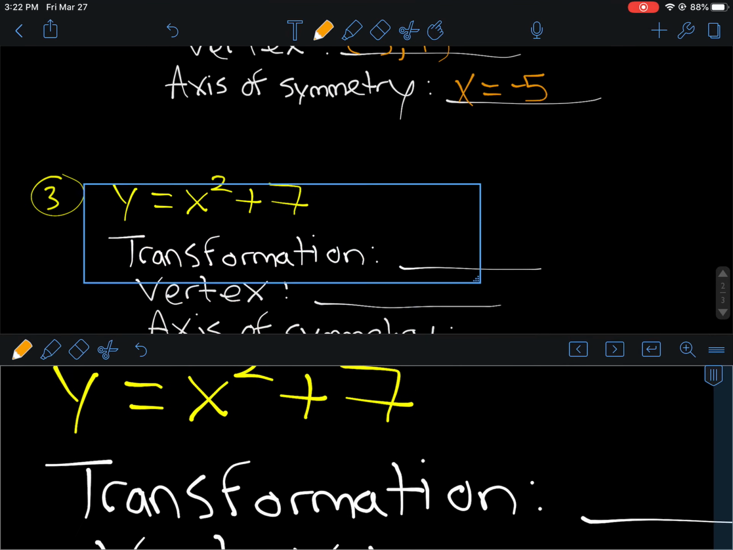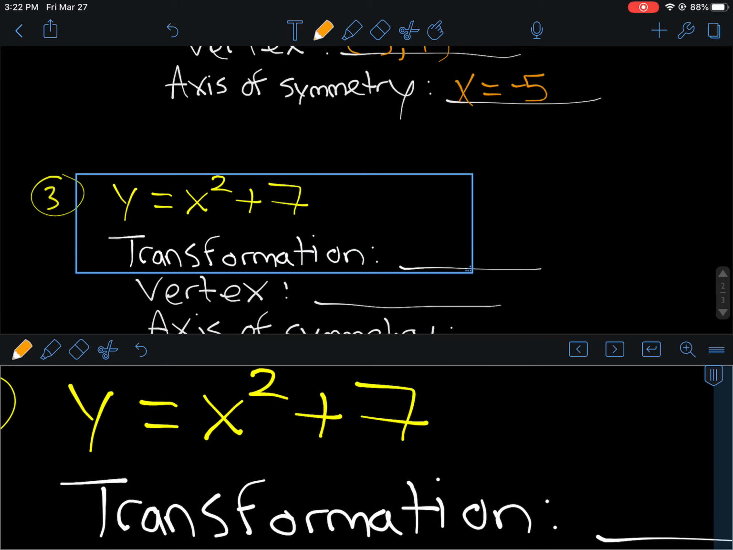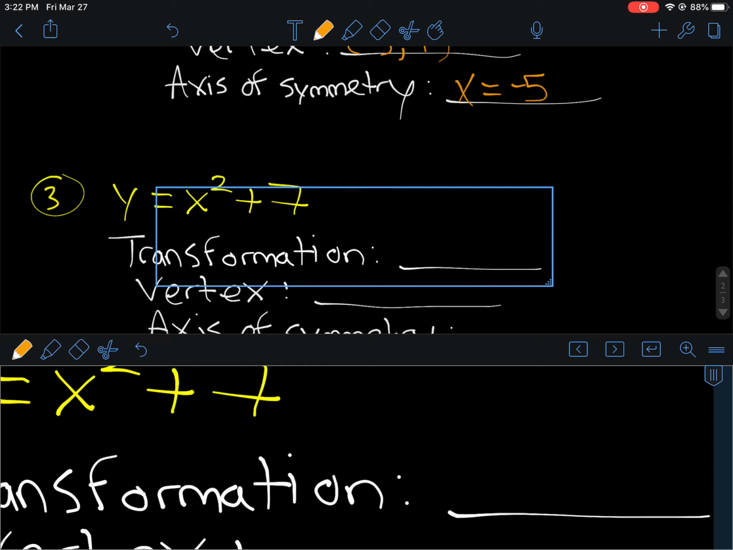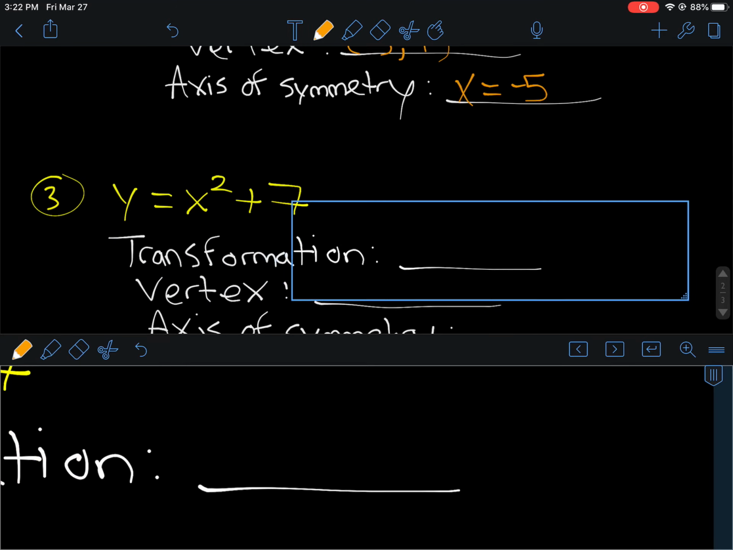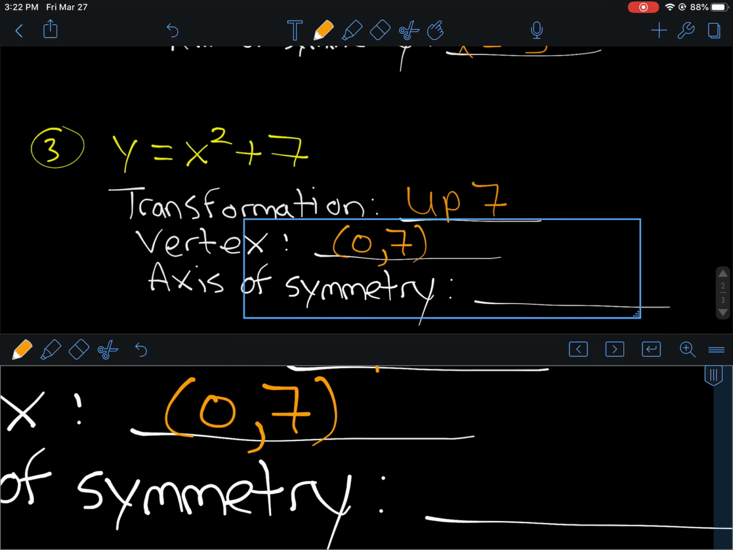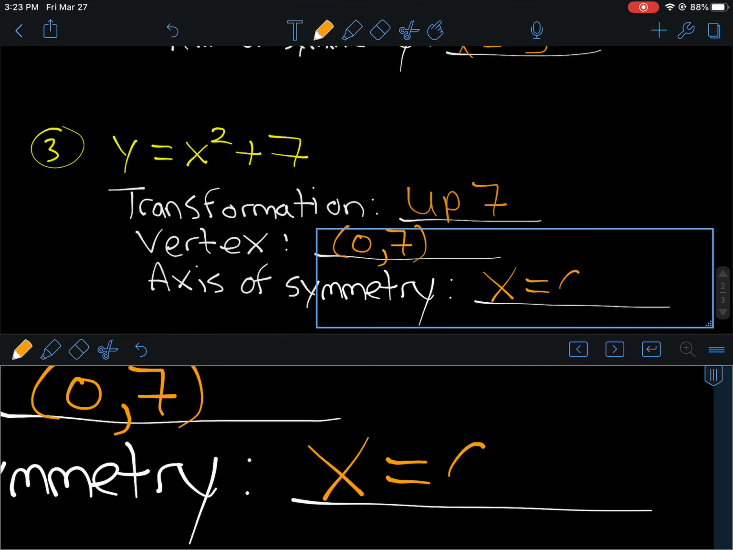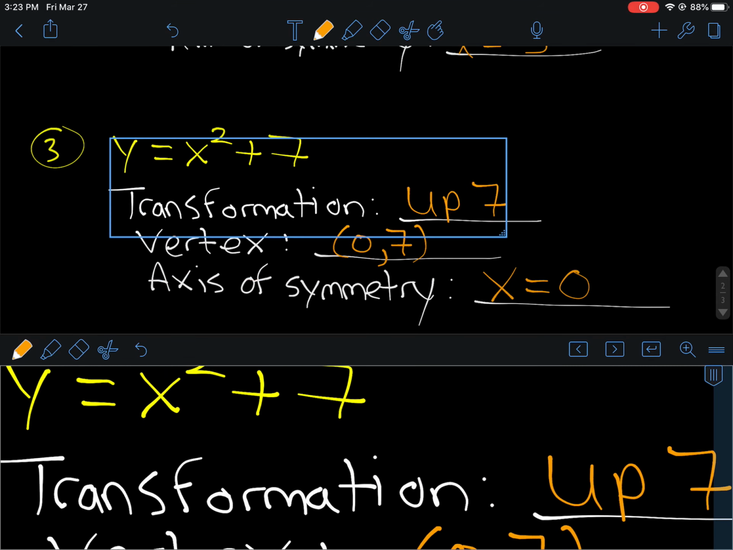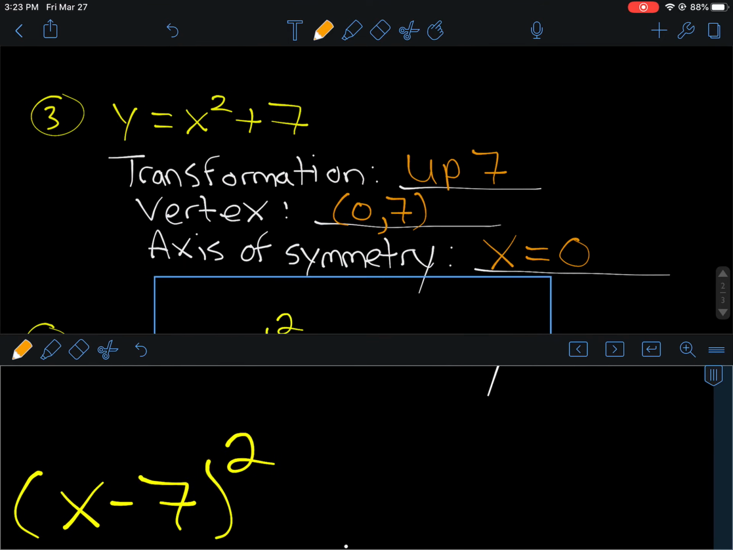Number 3, in this case, there's no parentheses. This can technically be argued to be standard form, but we can actually do transformations here. So there's no parentheses here, so my only transformation is up 7. My vertex here, again, I'm not moving left or right, so this would be 0, 7. And then my axis of symmetry is the x of the vertex. Again, I'm moving up 7, there's no left or right movement. Since there's no parentheses, the opposite number is 0, and the axis of symmetry is x equals 0.